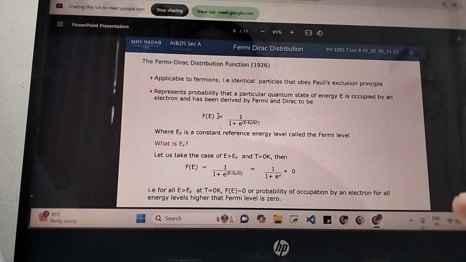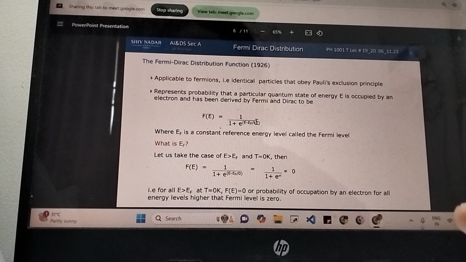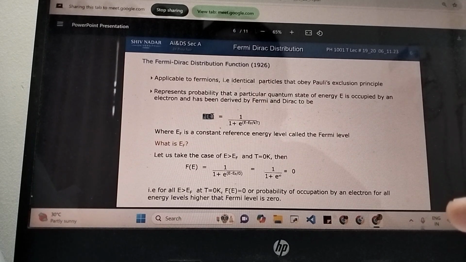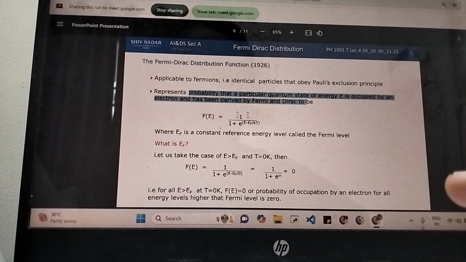And what is this function? F of E equals 1 by 1 plus e raised to (E minus EF) by kT, where capital E is the energy of the particle, EF is a reference energy level which we will be defining now, K is the Boltzmann constant, T is the temperature. And what is this F of E itself? It is the probability that a particular quantum state of energy E is occupied by an electron.